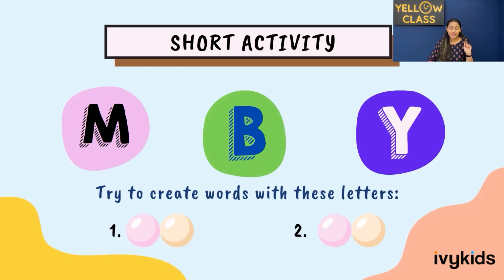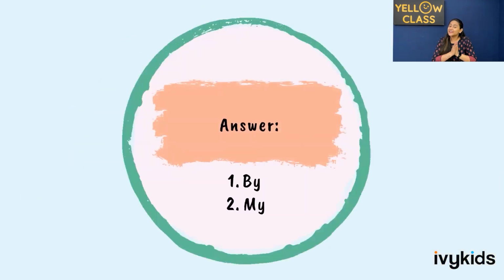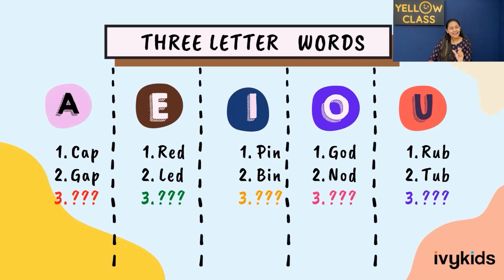Are you all ready? Excited? So let's see the answers on the screen. So here are the answers. We can create 2 actual 2-letter words. One is BY, by, and another is MY, my, right? And now we are going to focus on 3-letter words.